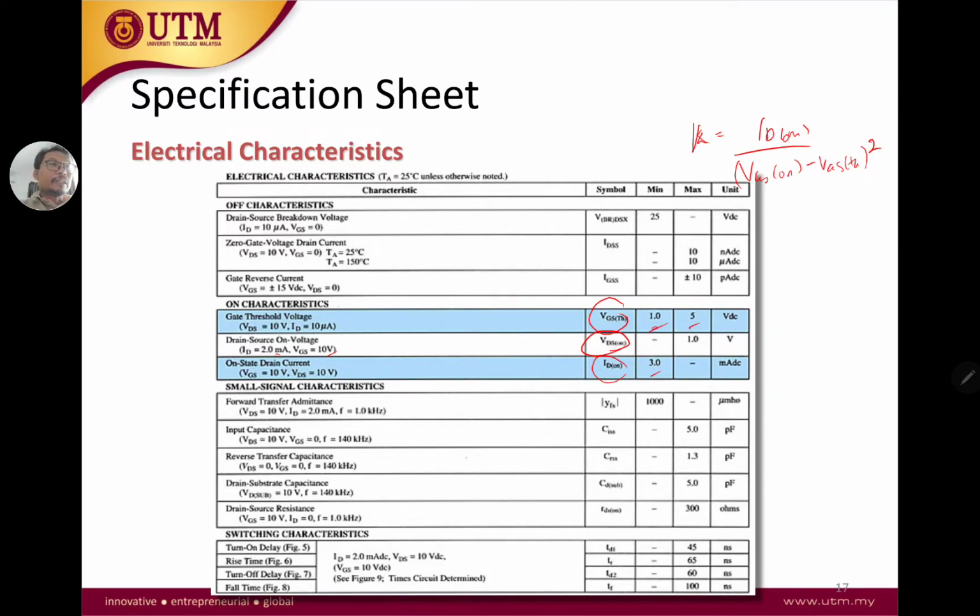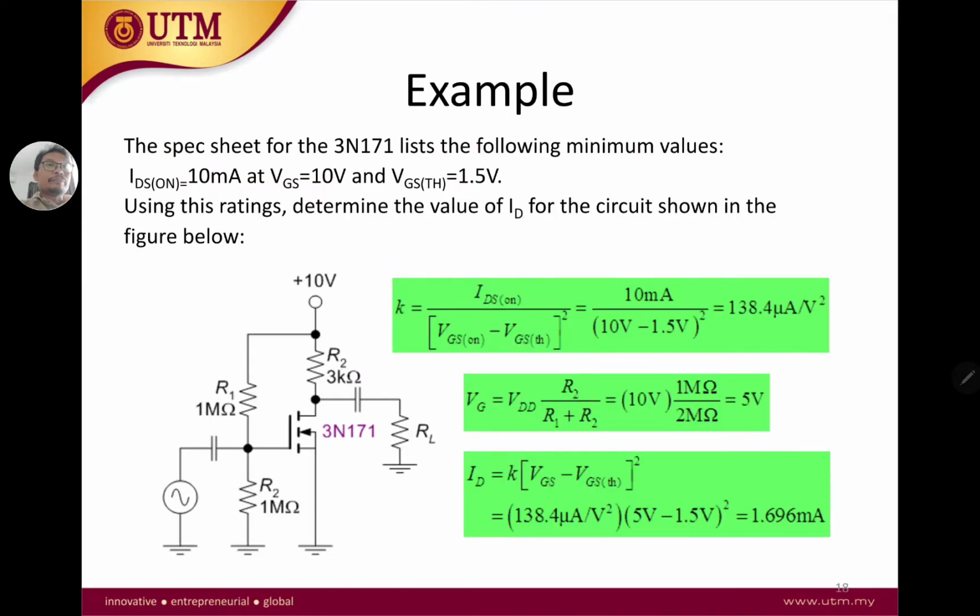From these values we can then calculate, based on a certain configuration, what our drain current is and what the operating point of the circuit setup is. So let's have a look here. The spec sheet for the 3N171 lists the following values. We have IDS on at 10 milliamp, which occurs at VGS on of 10 volts, and VGSTH is 1.5. Using these values from the data sheet, we want to determine the ID for the circuit configuration that we have here.